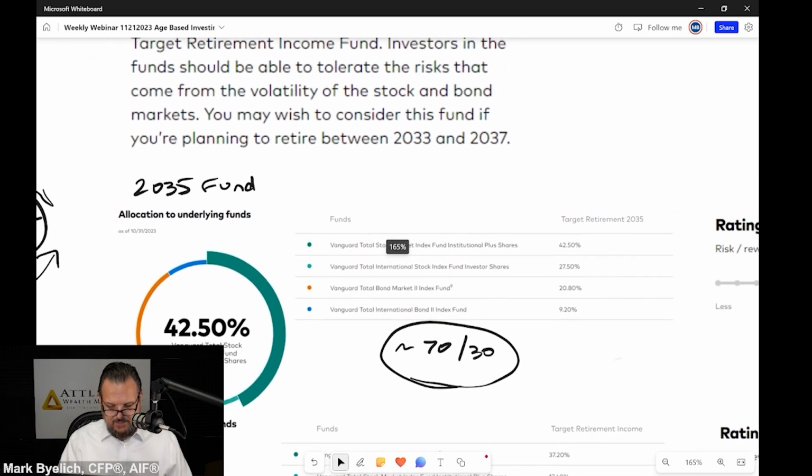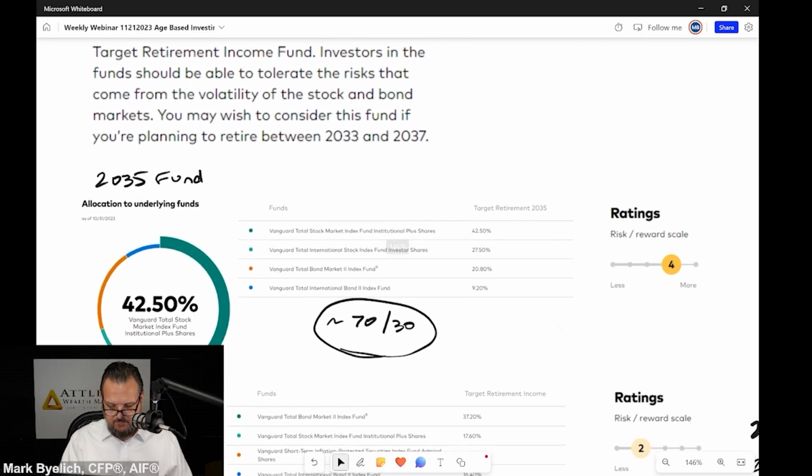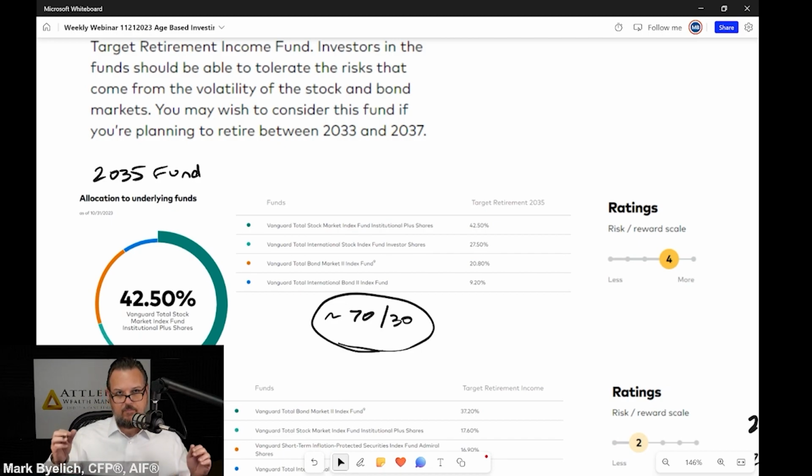Now, what they say is, and let's look at the risk. So over here, remember, they're using a 5-point scale of risk. Less risk over here on the left, more risk over here. And this is where this fits in, more on the higher side. If you're listening on YouTube and you're not looking at the video, what I'm showing is a scale from 1 to 5. And this fund falls at number 4. So that's more of a risky fund, right? 70% stock, 30% bonds, more on the risky side.